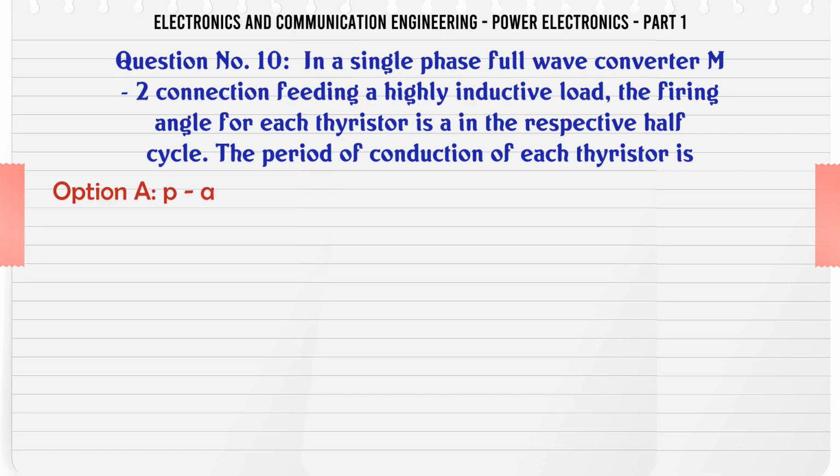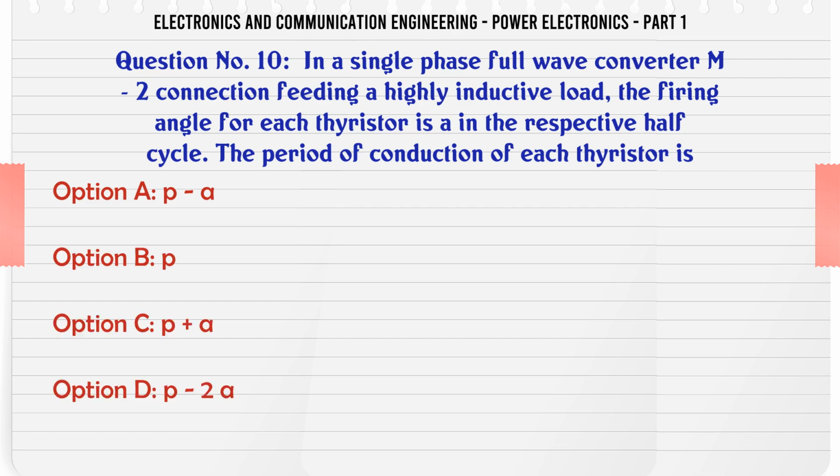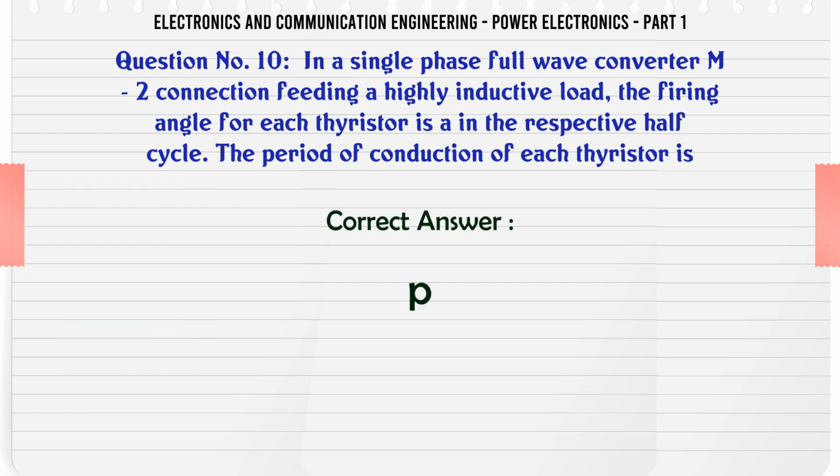In a single-phase full-wave converter M2 connection feeding a highly inductive load, the firing angle for each thyristor is α in the respective half cycle. The period of conduction of each thyristor is A. π−α, B. π, C. π+α, D. 2π−α. The correct answer is π.